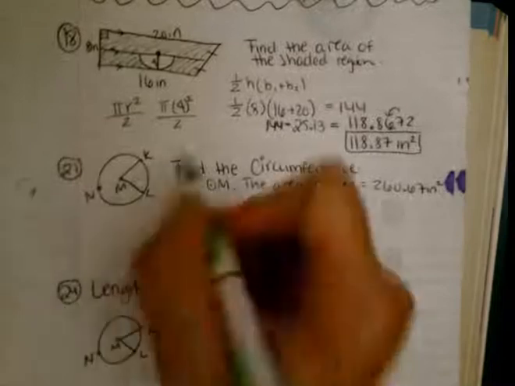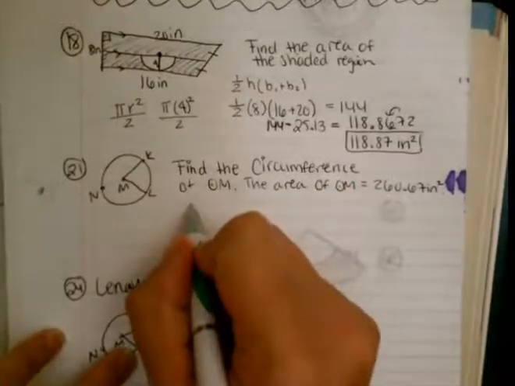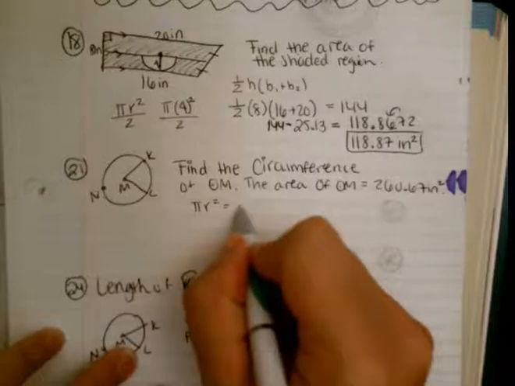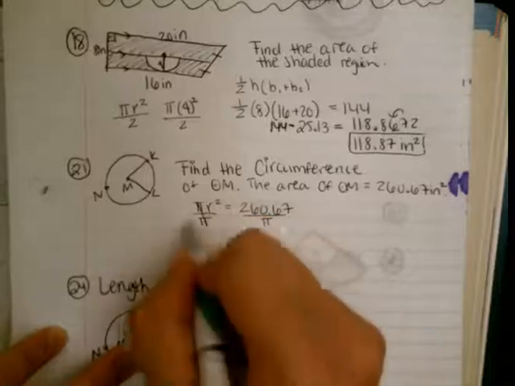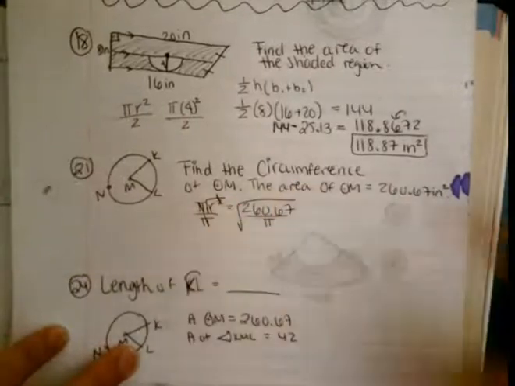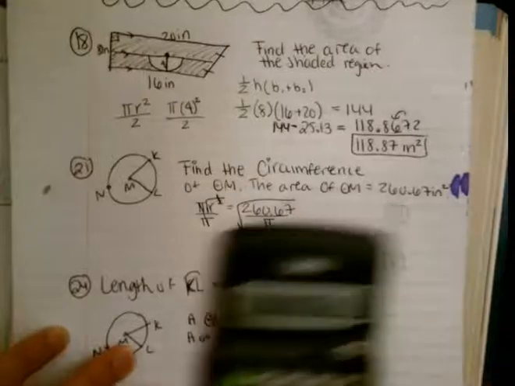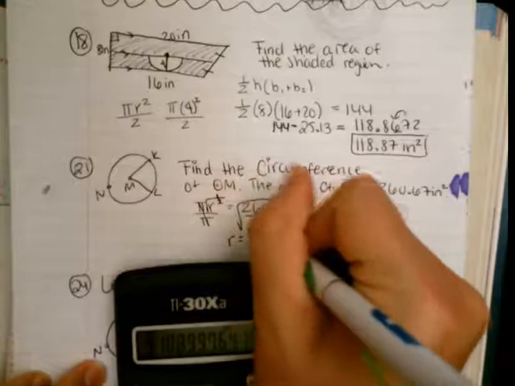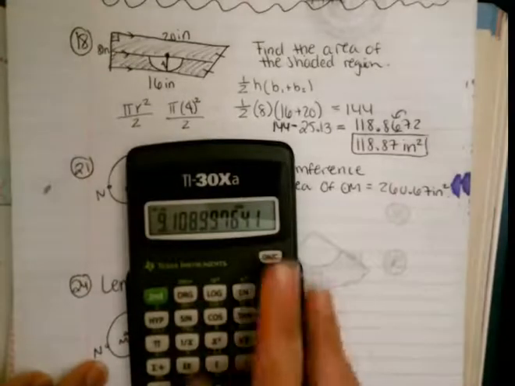Okay, that is our first one. The next problem that was requested, find the circumference of circle M. The area of circle M is 260.67. If the area of a circle is pi r squared equals 260.67, divide by pi, and then we're going to take the square root, and that'll give us our r. I get that our radius is approximately 9.11.